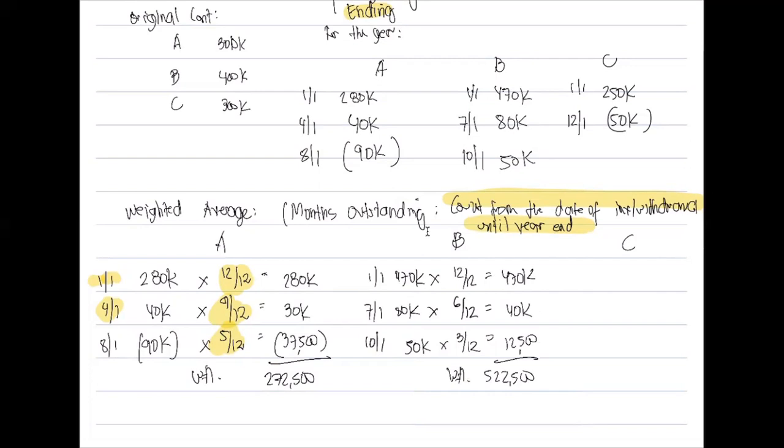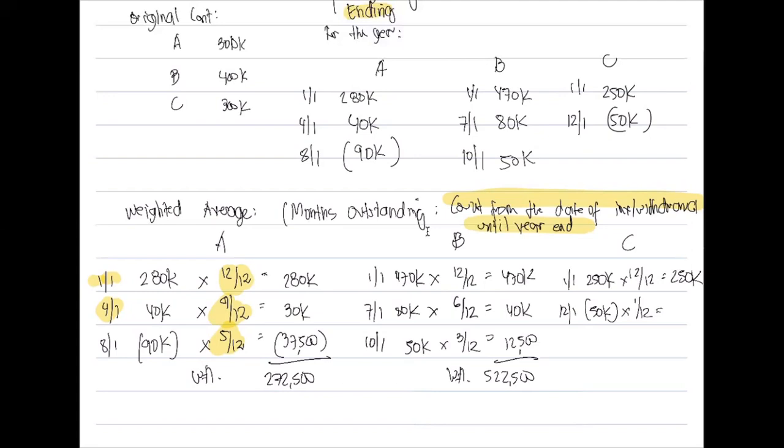Nasundan? For letter C, dalawa lang naman dito, January 1 at saka December 1. So 250,000 multiplied by 12 over 12, this will give us 250,000. And then December 1, negative 50,000 times 1 over 12. Why 1 over 12? December 1 to December 31, 1 month. So 50,000 times 1 over 12 will give us 4,166.67. So we will get na lang 4,167.